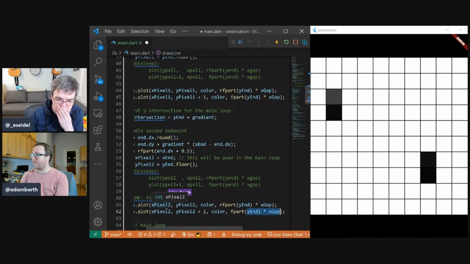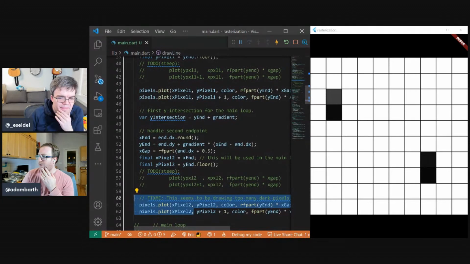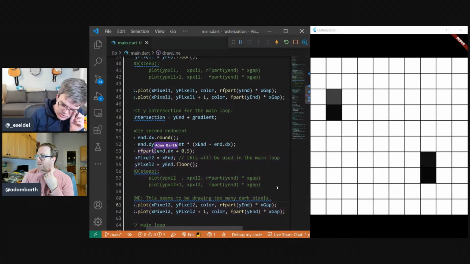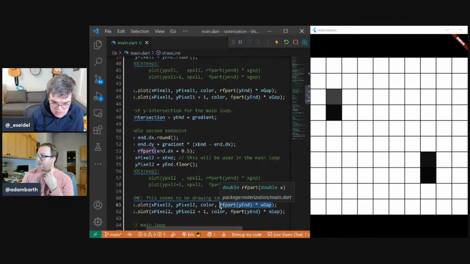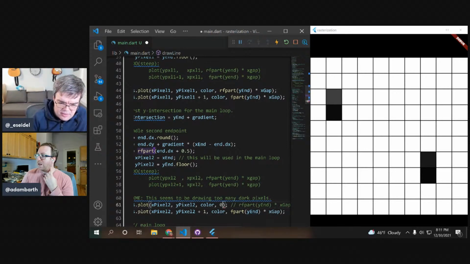This seems to be drawing too many arc pixels. What is the X gap? The X gap is the RF part. When the intensity goes up, does it get lighter or darker? Like if I make this one 0.1, that should be light. Oops. Oh, we have it backwards. It's not very light. Yeah, we have the intensity backwards.